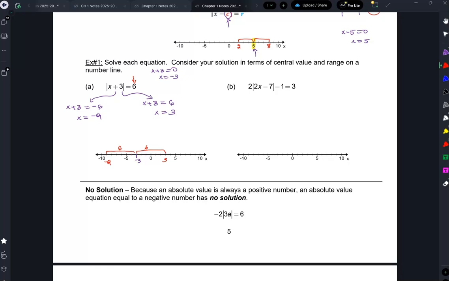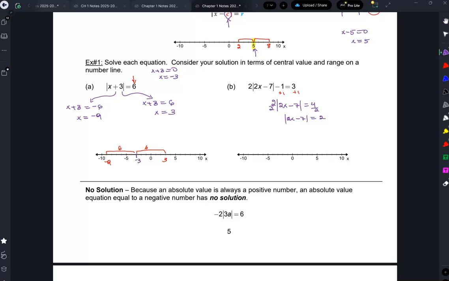Okay, so look here. Before we split this up, you have to isolate the absolute value, right? So let's get the absolute value alone. We're going to add 1, and I get 2 times the absolute value of 2x minus 7 is equal to 4. Divide by 2. The absolute value of 2x minus 7 is equal to 2.